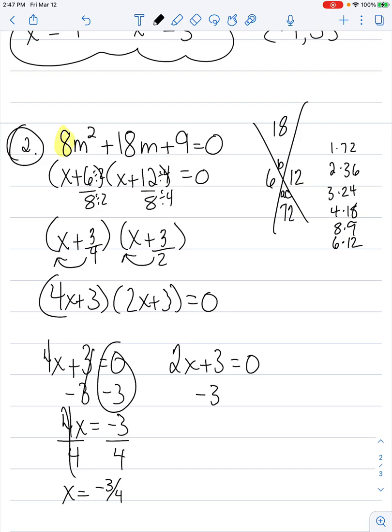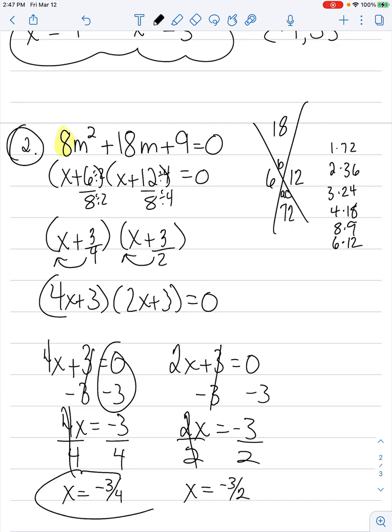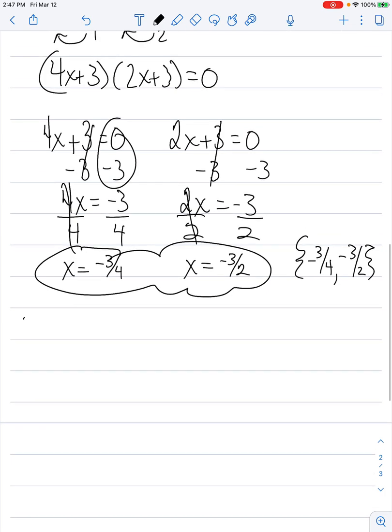Let's do the same thing here. I'm going to subtract 3 from both sides. So 2x equals negative 3. Divide both sides by 2. So my second 0, or my second solution, is negative 3 over 2. So just remember, you can also write it like this, as a set of numbers. Now remember, that's a brace, that's not a parenthesis. So be careful with that. Excuse me, let's do another one.